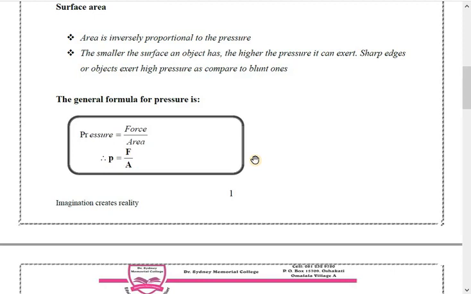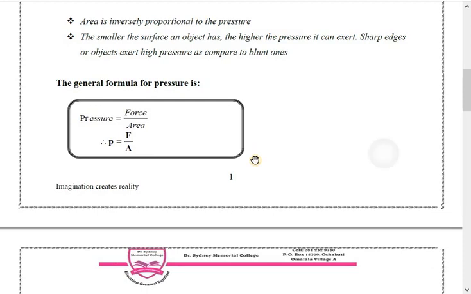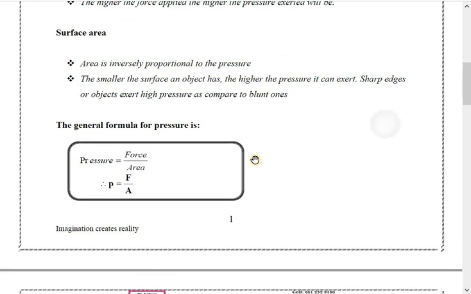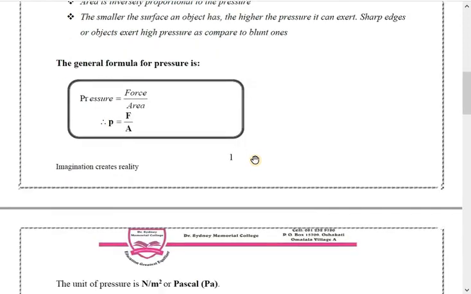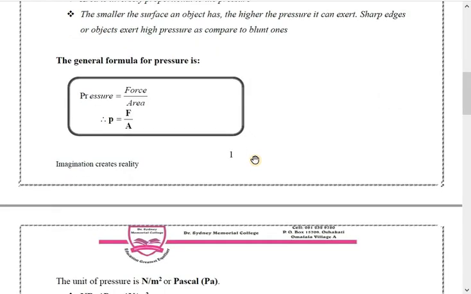So the smaller the surface of an object, the higher the pressure that you can exert. Sharp edges exert high pressure as compared to blunt ones, because with blunt ones, the surface area has increased, thus reducing the pressure. It's important for us to know the formula for pressure.